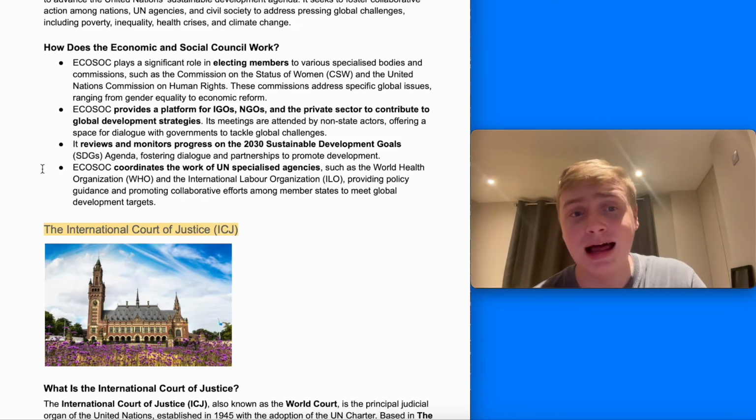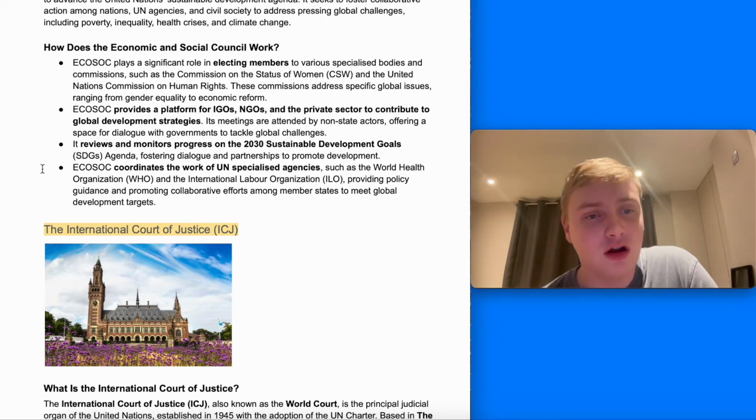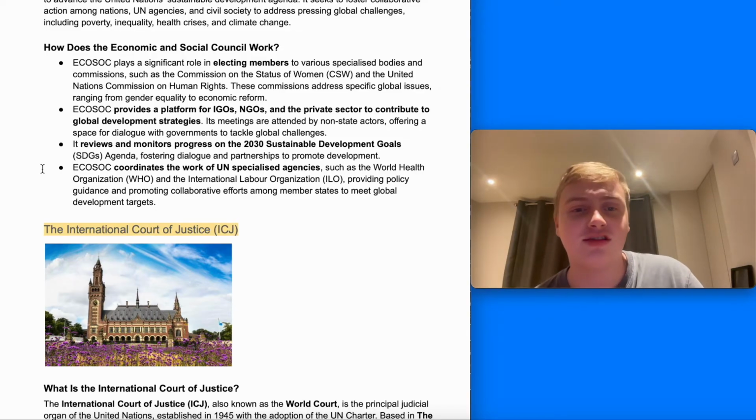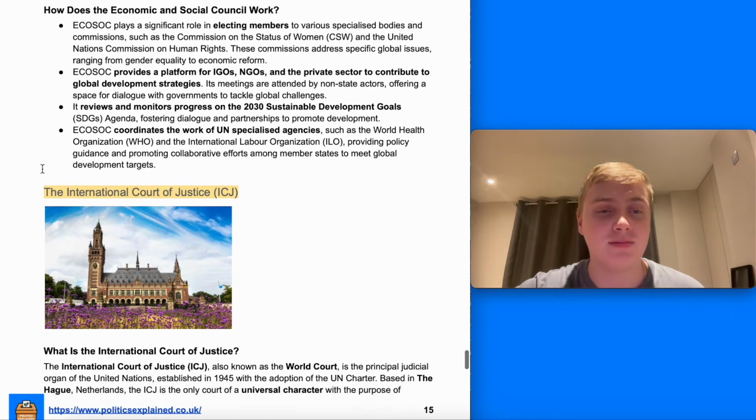It also provides a platform for intergovernmental organisations, non-governmental organisations, the private sector and countries to come together, cooperate and contribute to global development strategies. It reviews the progress of the UN on its sustainable development goals and coordinates the work of UN specialised agencies such as the World Health Organization and International Labour Organization, which do a lot of the actual work of the United Nations. So it really oversees that and coordinates it.